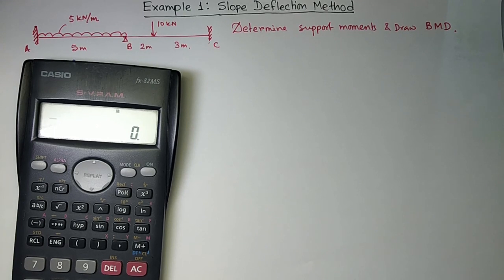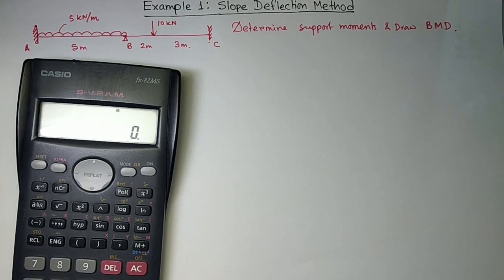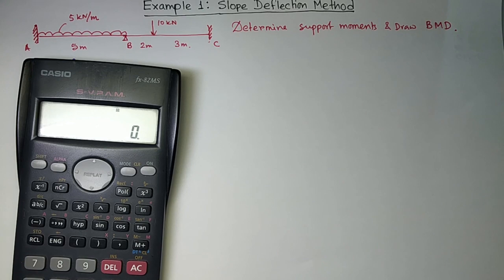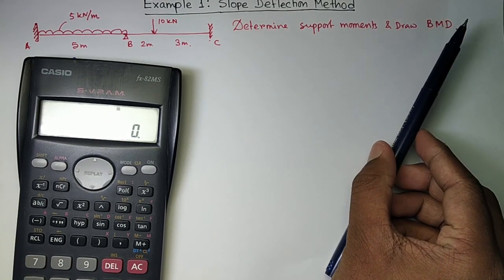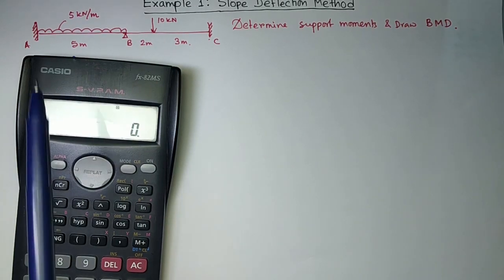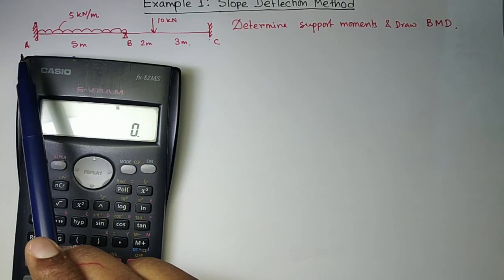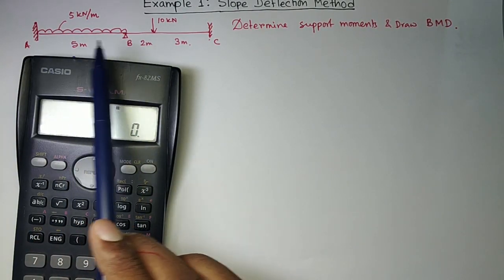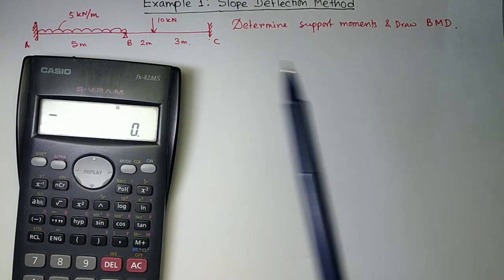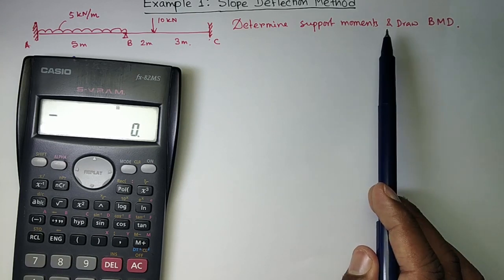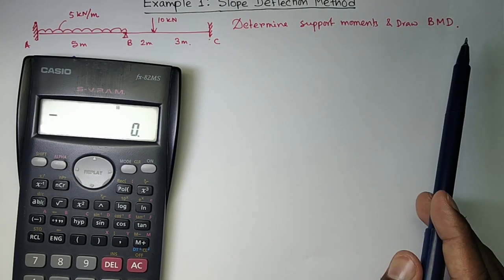In this video, we will do an example on the slope deflection method. In the previous video, we derived the slope deflection equation. Those who have not watched the video, click this I button here and watch the video first. So here we have a continuous beam ABC supported on A, B and C and subjected to this type of loading. We have to determine its support moments and draw the bending moment diagram.